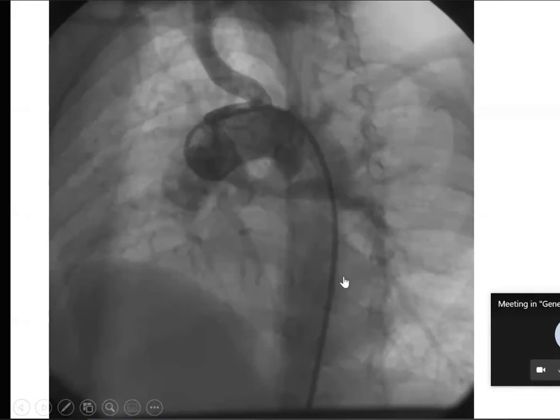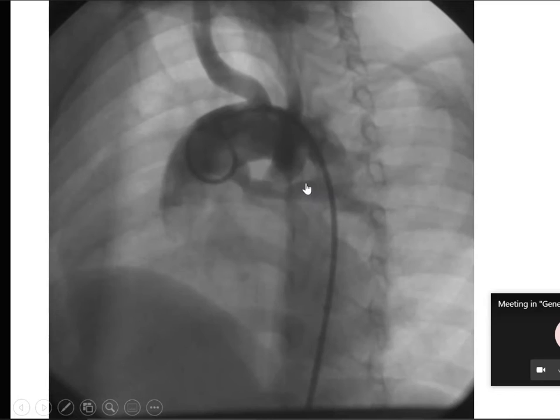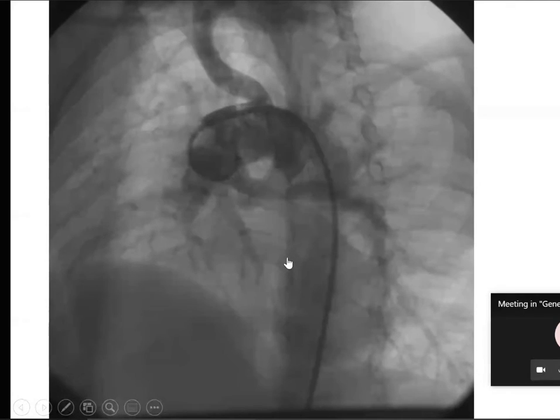Interrupted aortic arch. The aortic arch is seen. See the catheter is coming from there, and a good arch is there. So what is the link to the arch? PDA, sir. Okay.